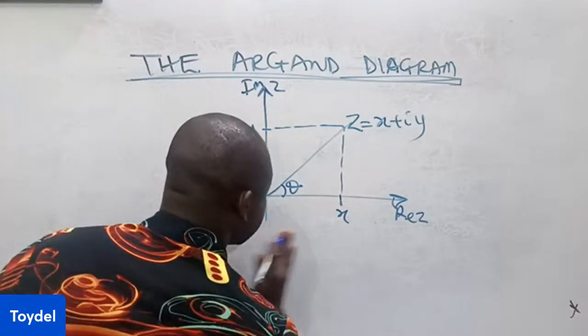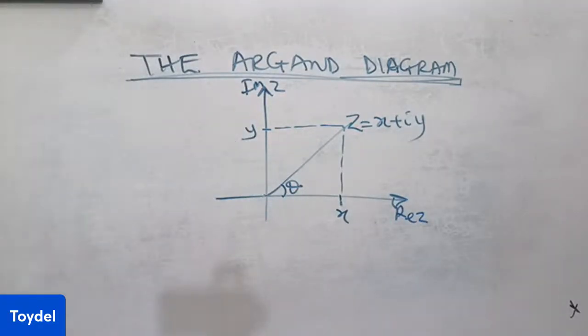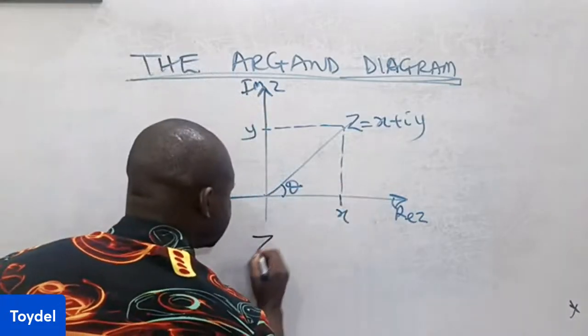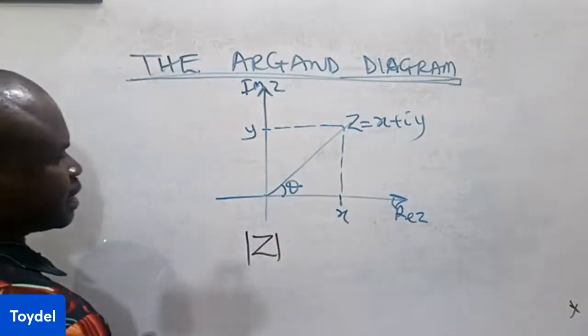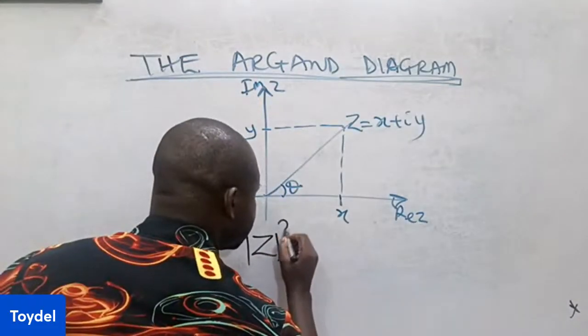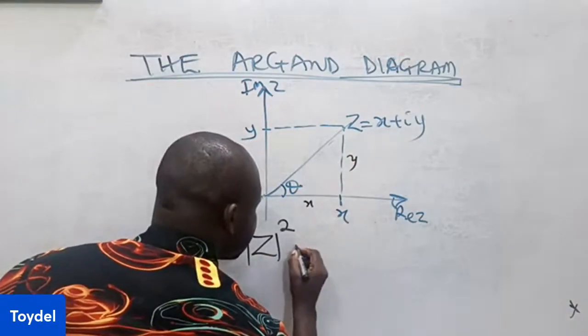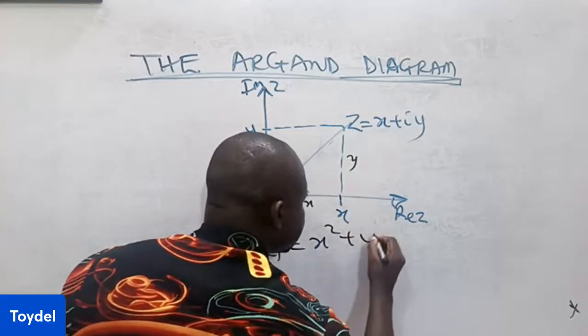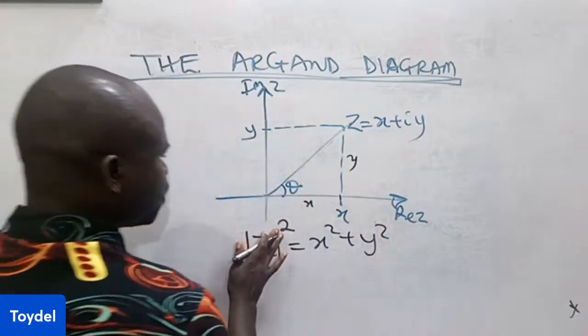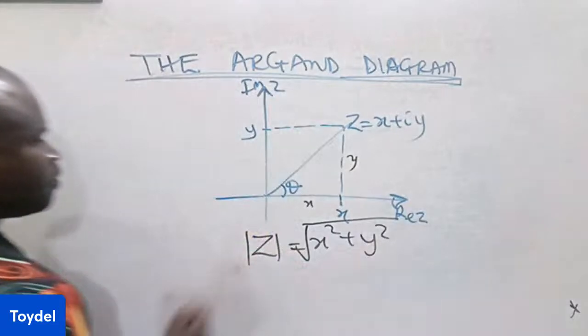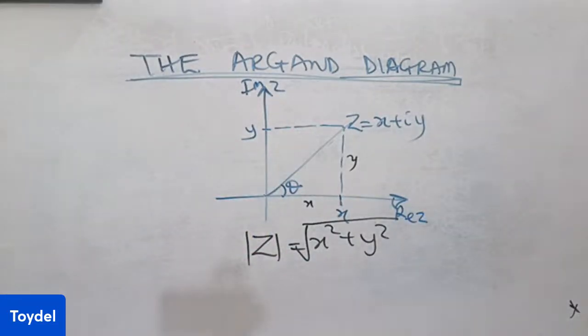The modulus of Z is denoted as |Z|. When we apply Pythagoras theorem here, with x, y and Z as the sides, Z squared will equal x squared plus y squared. Of course, when we take the square root of everything, this will be the square root of x squared plus y squared. So the modulus of Z is given as what we have there.